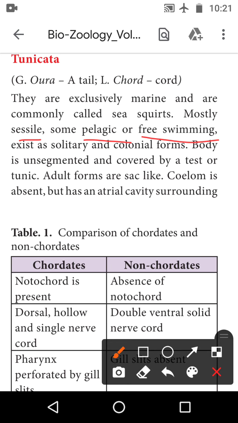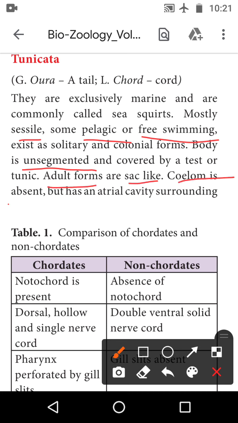They exist as solitary and colonial forms. Body is unsegmented. What is meant by unsegmented? Yeah, correct, without division. Segmentation is absent and the body is covered by the test or the tunic. The adult form is sac-like. Adult is a sac-like structure.